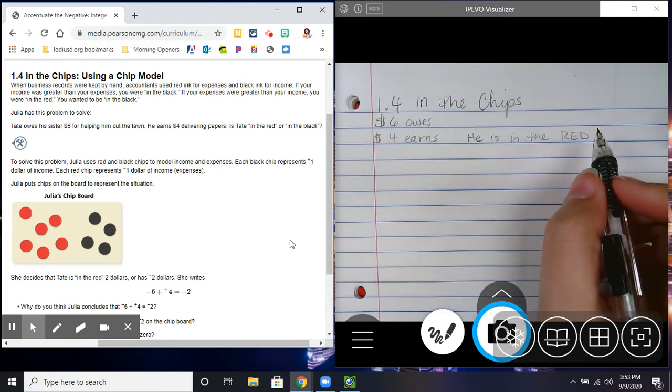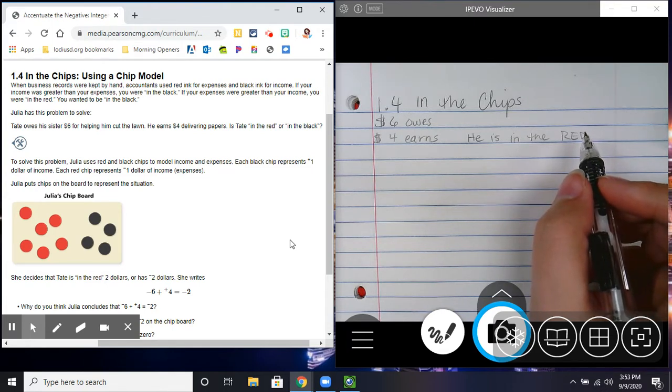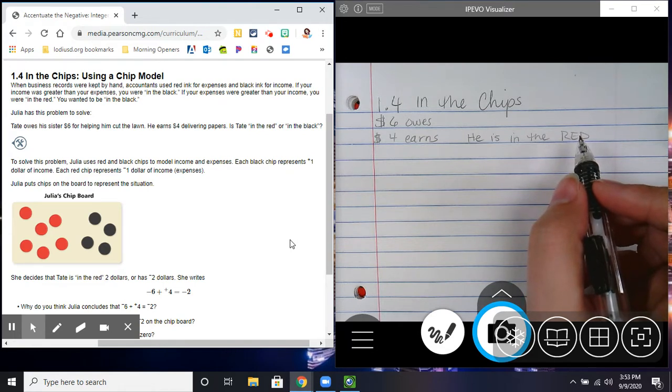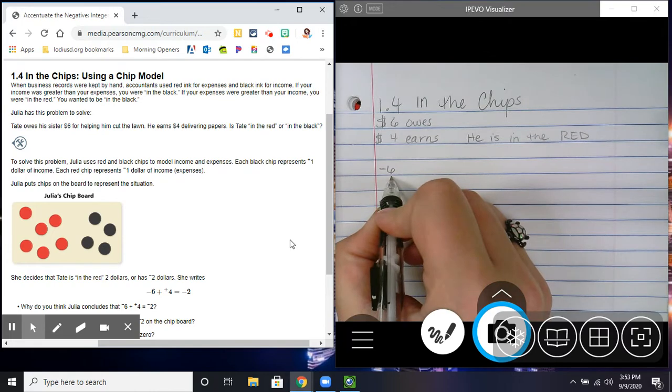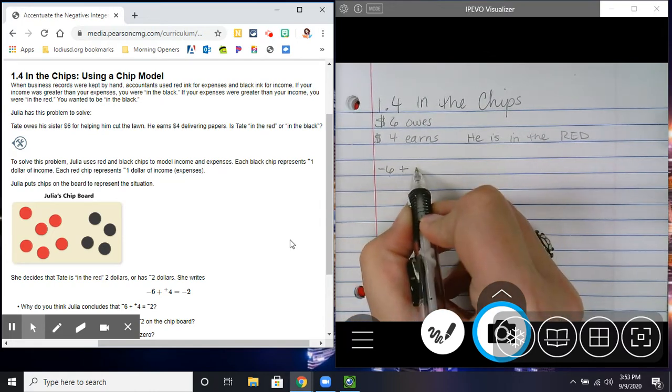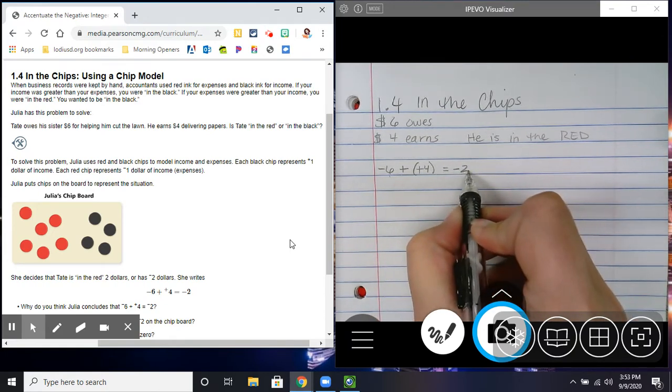To solve this problem, Julia uses red and black chips to model income and expenses. Each black chip represents $1 of income, and each red chip represents $1 of expenses. Julia puts chips on the board to represent the situation. She decides that Tate is in the red by $2, or has negative $2. She writes -6, remember he owes 6, and then he gets $4, but now he owes 2.